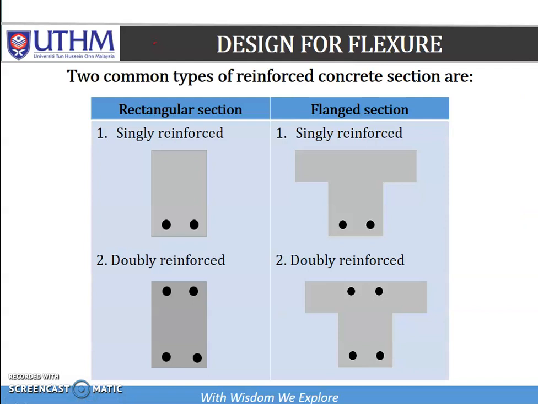Okay, so there are two types of beam. First is singly reinforced: we just place the reinforcement at the bottom side of the beam, not at the upper side. Second is double reinforced: we place the reinforcement at the bottom part and also the upper part. And there are two types of section, which are the rectangular section and the flanged section. Flange in Malay we call berbibir, or we can say a T beam. So the case is still the same, where we apply the rectangular section, we just have the additional flange section.